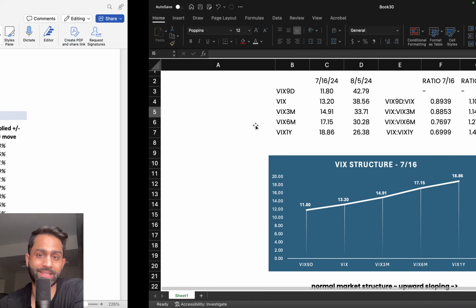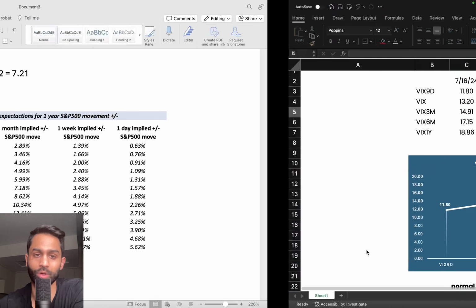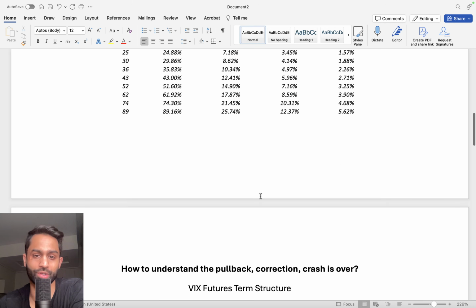So to give you a little bit of an example, volatility is at 24.36 as of the time I'm recording this video. So if you come over and take a look at 24.36, we're right about 25 here. So that means there is about a 24.88% implied move in the S&P 500 plus or minus. In 1 month, 7%, 1 week, 3.45%, and 1 day is 1.5%. That's the implied move in the S&P 500 plus or minus that the market is pricing in or expecting based on volatility. So that's a nice little cheat sheet that I've included here in this video that you can also take a look at for yourself.